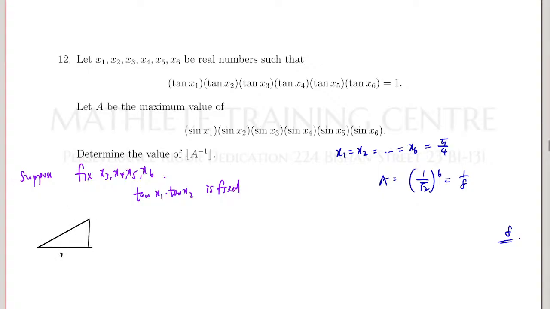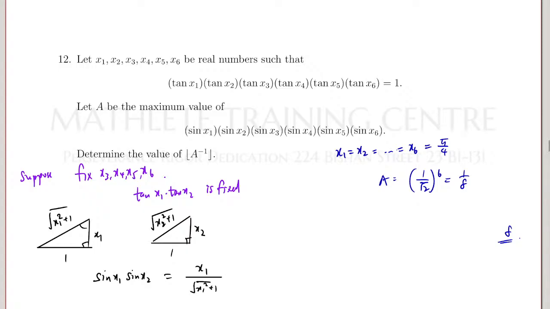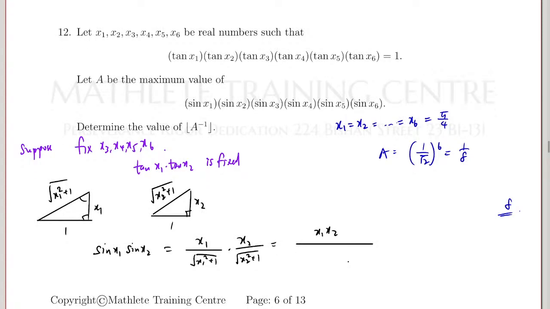Tangent of x1. So let's say that this is x1, this is 1. That's the angle we're looking for. Tangent of x2 is something similar. Then how do I know what sine x1 times sine x2 is? Well, the hypotenuse, we know what they look like, right? By Pythagoras theorem, in fact, this is x1 over this guy, x2 over this guy. So if you now write it out, it's x1 times x2 over... Oh wait, I just realized my solution is wrong because it's not x1 times x2 that is fixed.